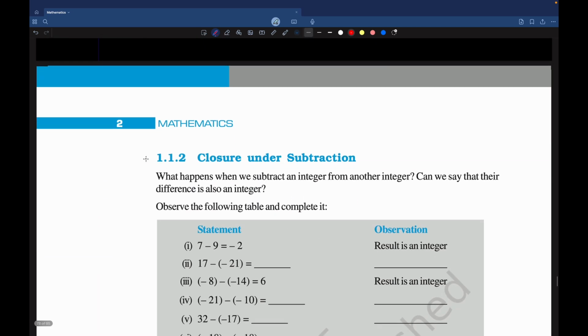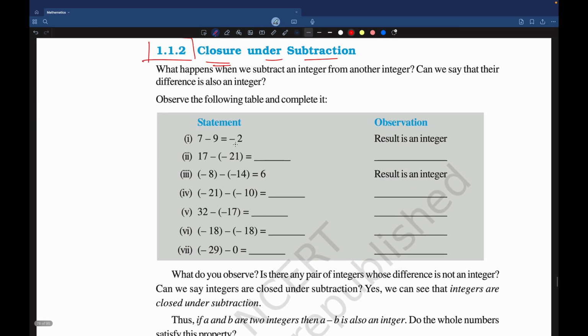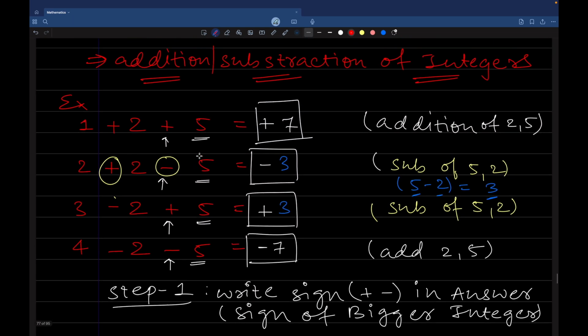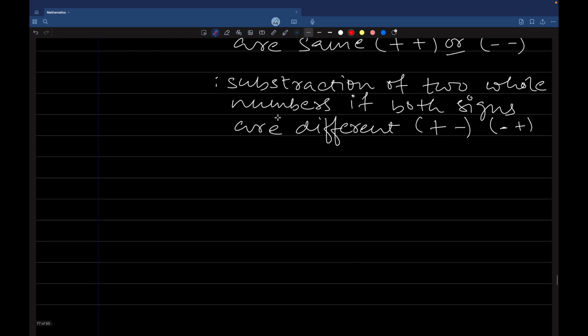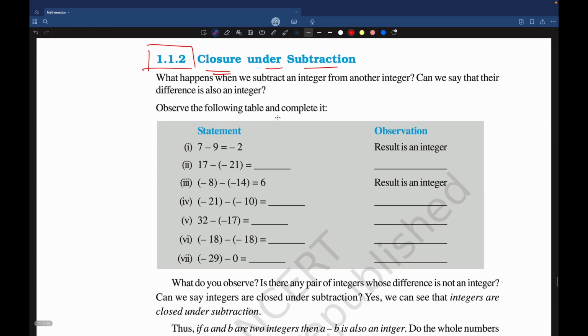Now see the next topic, that is 1.1.2, closure under subtraction. Now again we have to do the subtraction. So we have seen the rule of addition and subtraction. The rule is applicable for both addition as well as subtraction. So we'll do the subtraction in the same way we have done in the previous example.